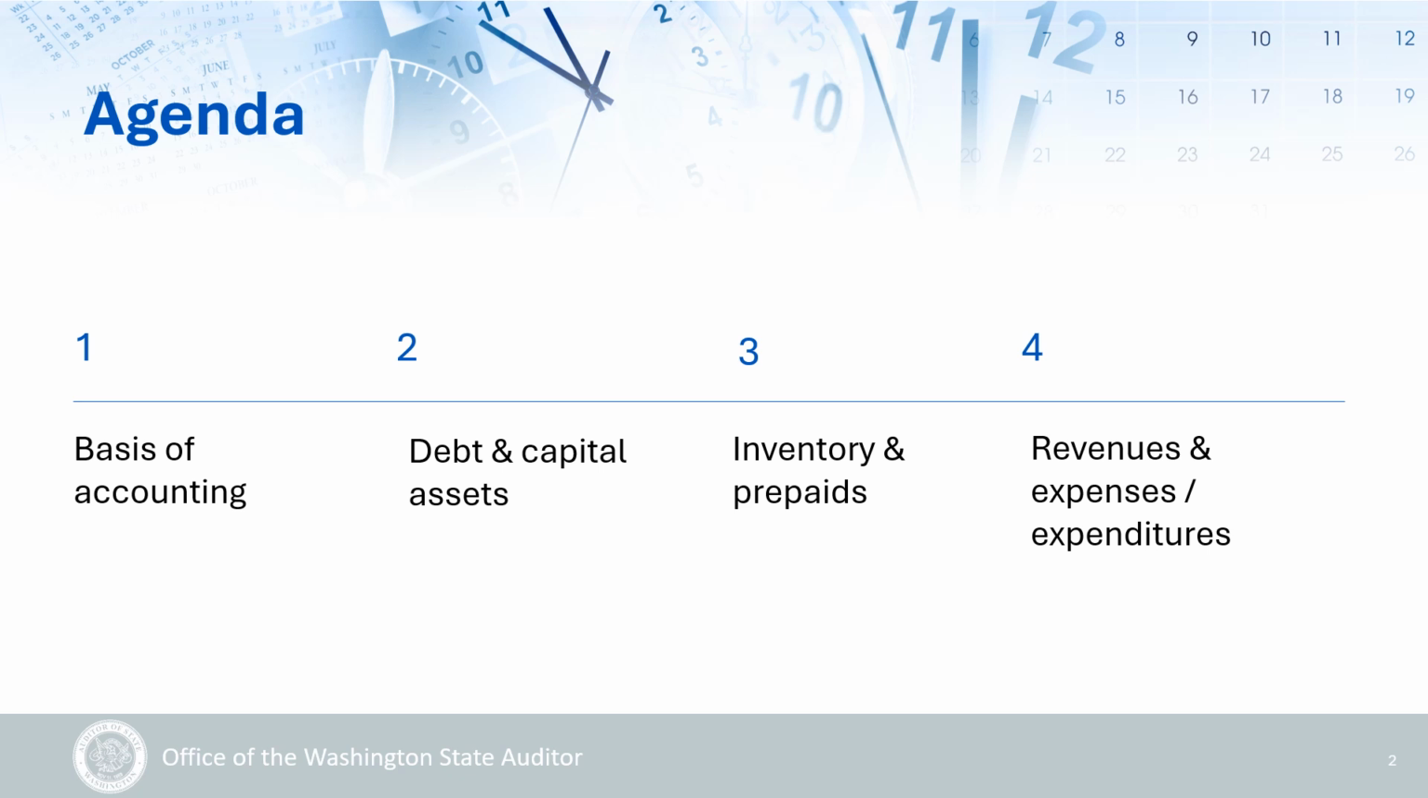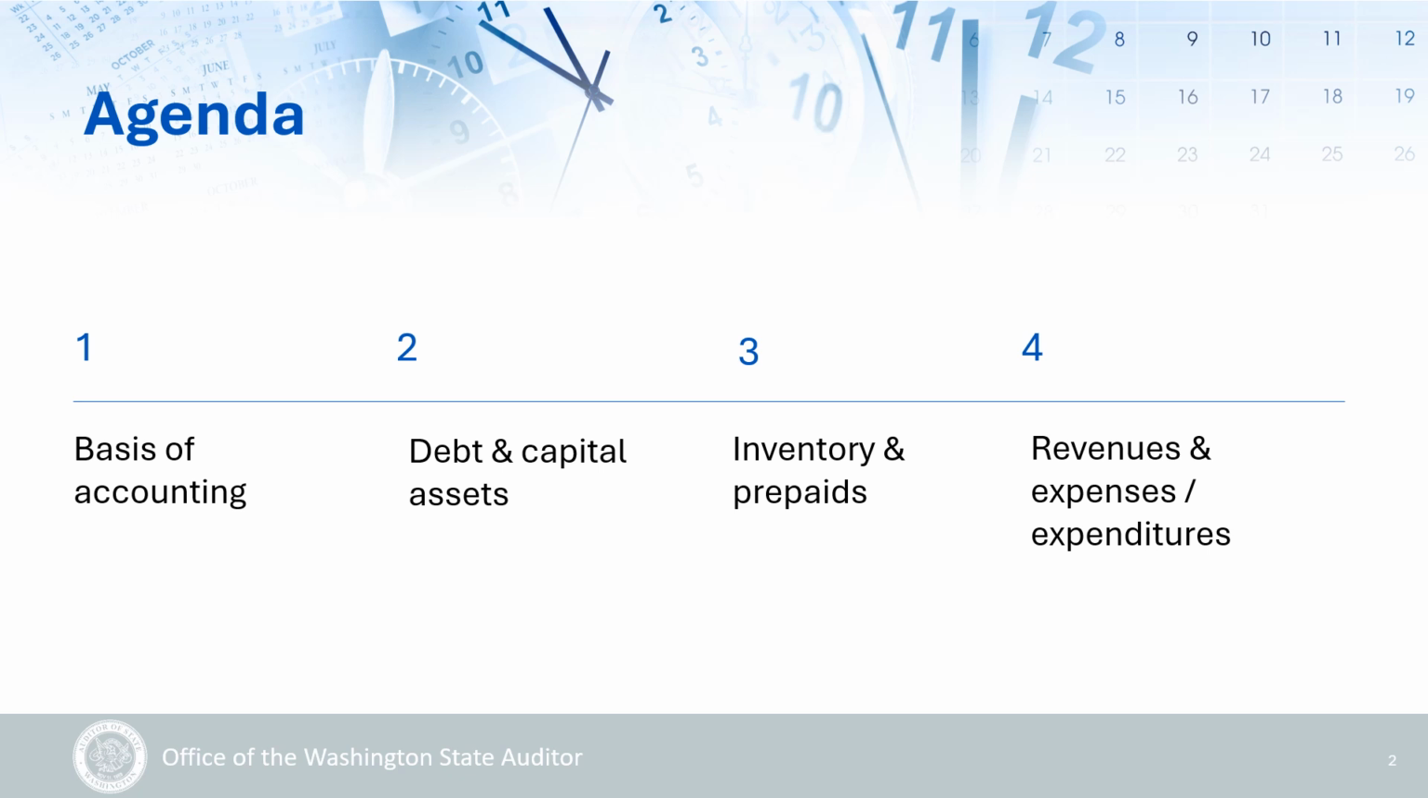Then, we will look at specific transactions and how to record them under the different bases of accounting. We will then dive into some example transactions and the differences between modified accrual accounting and full accrual accounting. This includes long-term debt and capital asset transactions, which are some of the major differences between these bases of accounting.